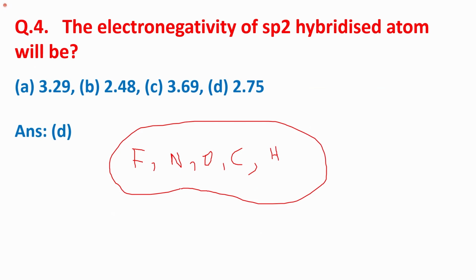And one more request from my side: you have to remember the electronegativity of these 5 atoms: fluorine, nitrogen, oxygen, carbon, and hydrogen. These 5 atoms are sufficient to remember.